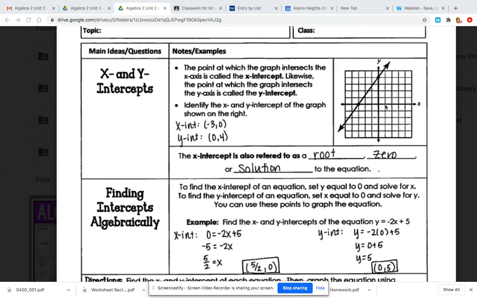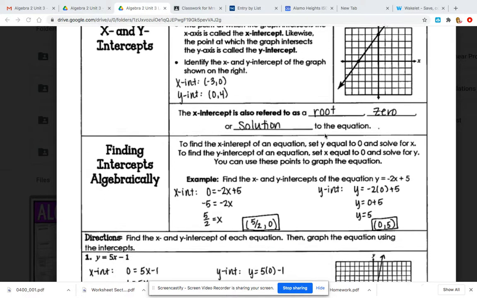So in this case on the graph, when x is 0, you'll see that y is, let me count, 1, 2, 3, 4. So when x is 0, y is 4. That would be the y-intercept. And then over here, x is negative 3 and y is 0. So when y is 0, that's our x-intercept. And it's where it crosses the axis.